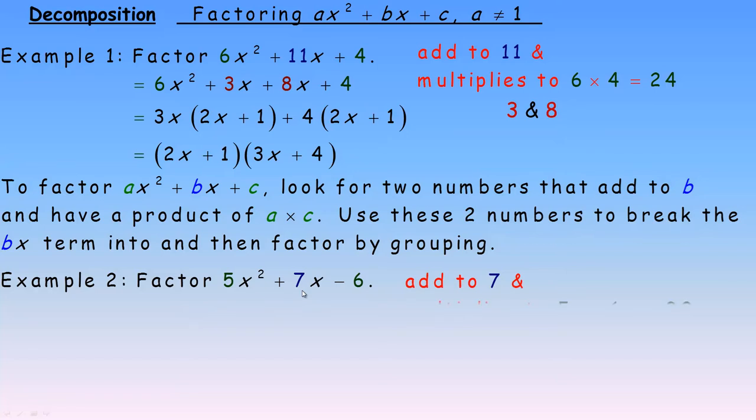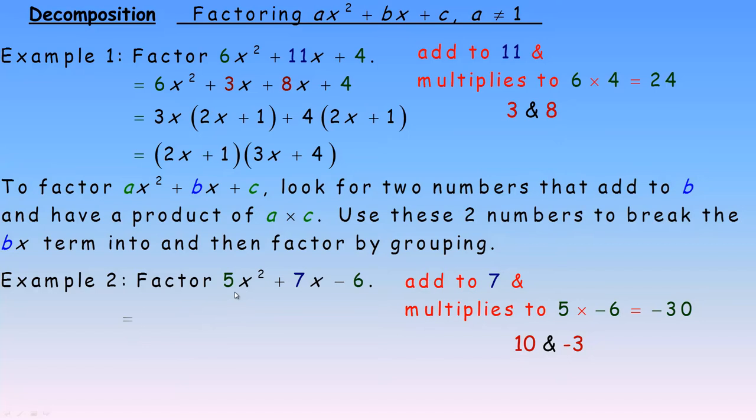So we'd be looking for two numbers that add to 7 and multiply to the product of 5 and negative 6, which is negative 30. Think of the pairs of numbers that multiply to negative 30. The only pair that works are 10 and negative 3. 10 and negative 3 add to 7, and they multiply to negative 30. So that's my decomposing numbers.